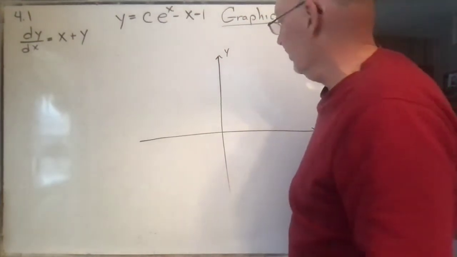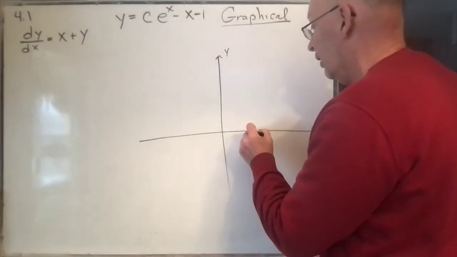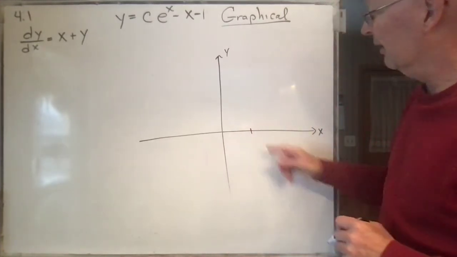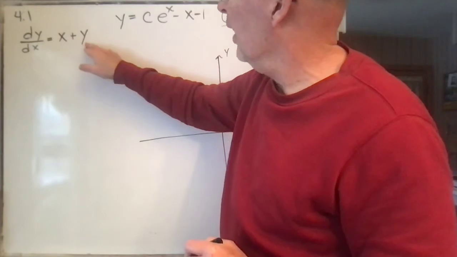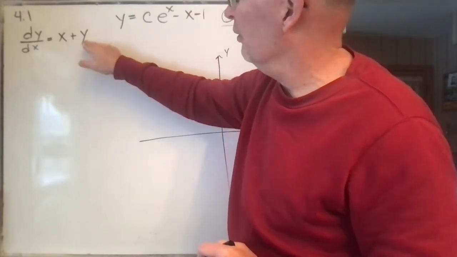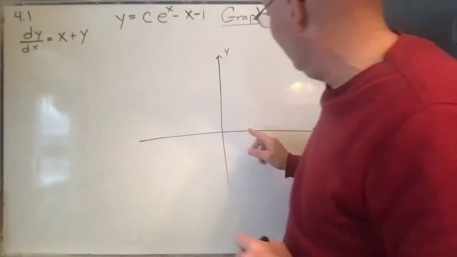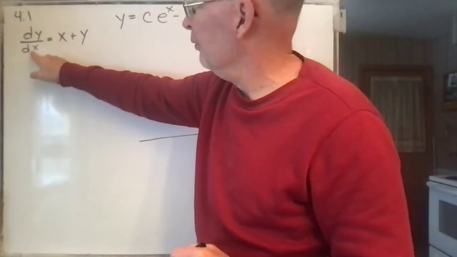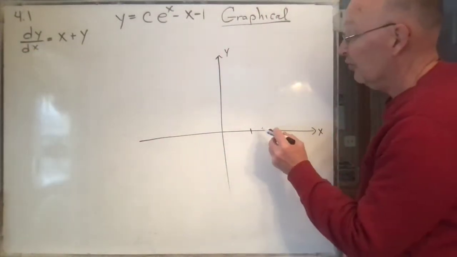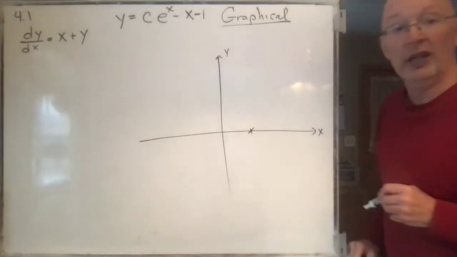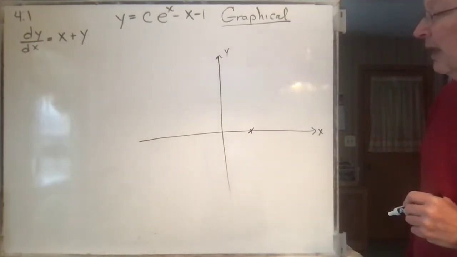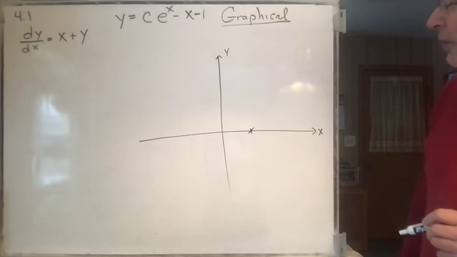So let's take some examples. Suppose you're at the point 1, 0. Okay, x is 1 and y is 0. So if x is 1 and y is 0, that means that 1 plus 0 is 1. That means that at this point, the slope of the graph would have to be 1. So all I do is draw a little tick mark right there, which has slope 1. And I'm off to the races.